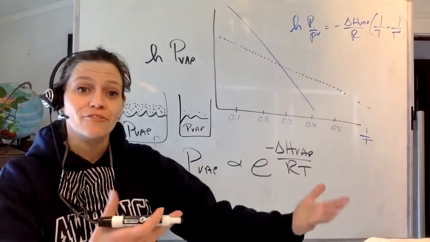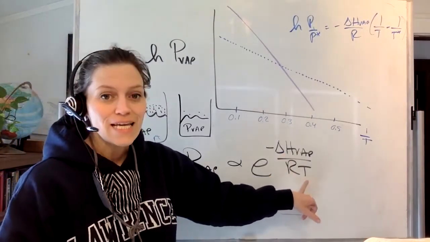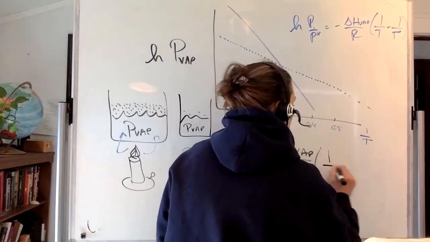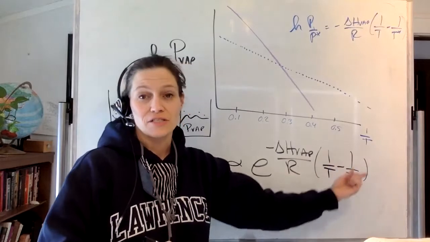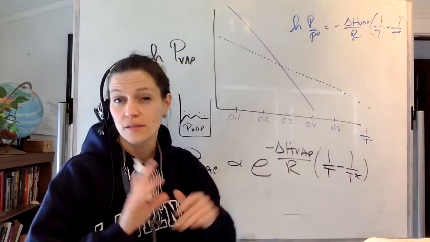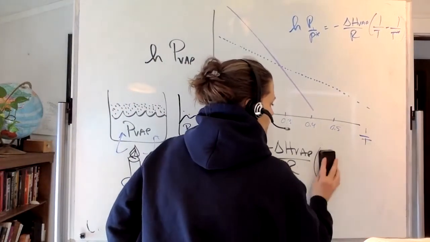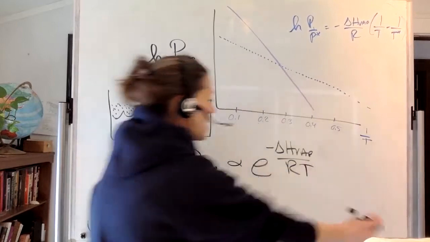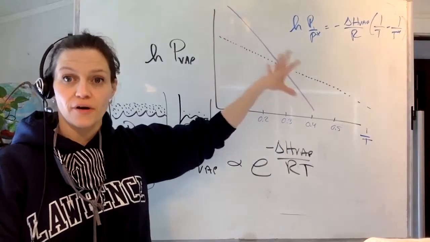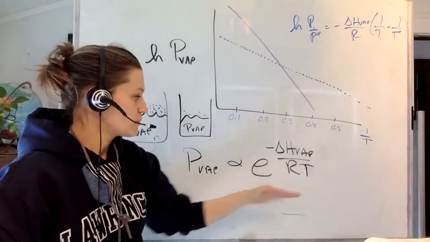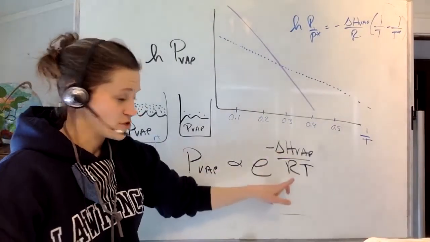I'm approximating it even further by saying that this is proportional to e to the minus delta H vaporization over RT, and not multiplied by 1 over T minus 1 over T star. I'm just saying that this is approximately 1 over T. Cool, but it's for the purpose of the explanation. So it's really hard to relate directly the heat of vaporization and the vapor pressures from the linearized plot. Here, however, we have P vapor proportional to e to the minus delta H vaporization over RT.